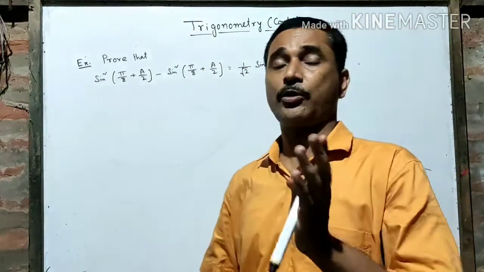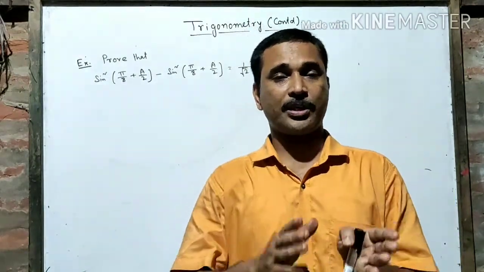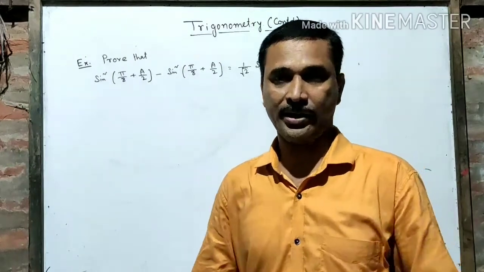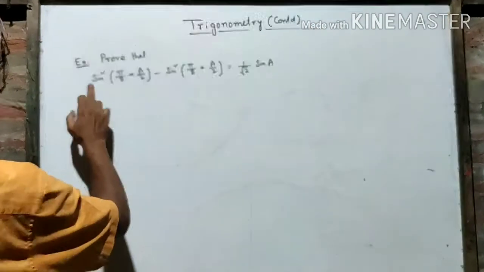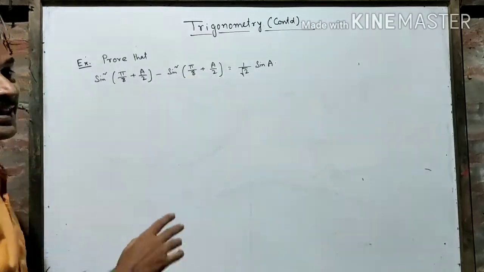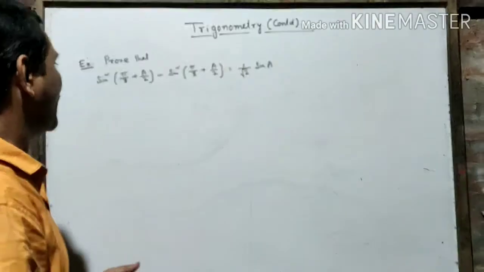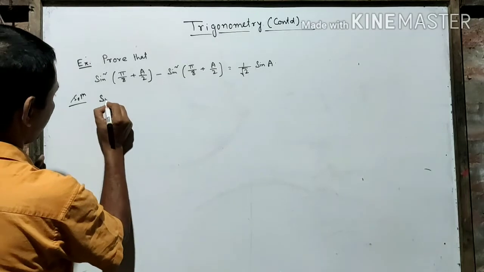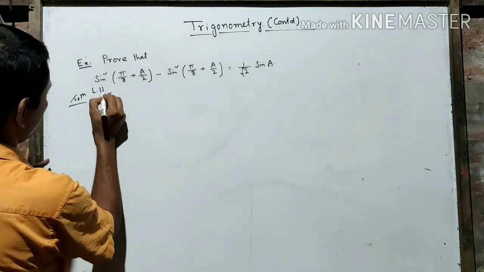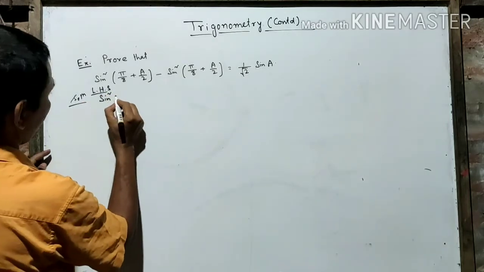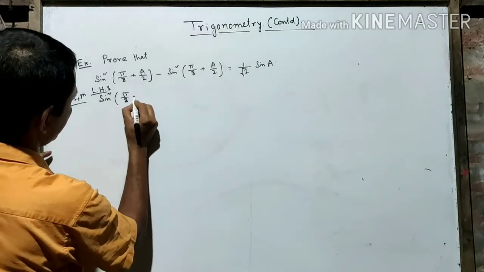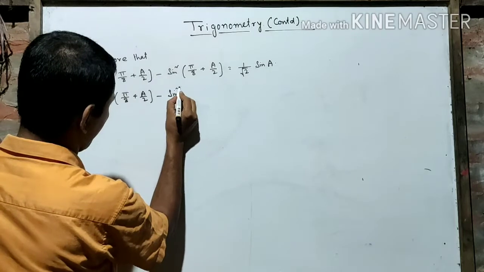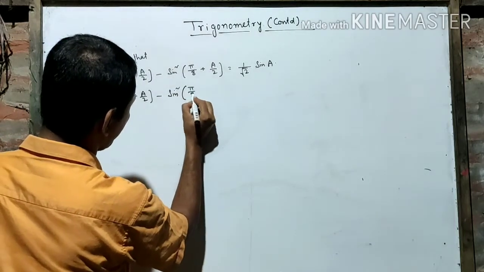And there is another formula: cos (A plus B) into cos (A minus B) is equal to cos square A minus sine square B, or cos square B minus sine square A. So here we will use sine square A minus sine square B is equal to sine (A plus B) into sine (A minus B). So start from the left hand side. What you have to do here is just apply that formula. Sine square, this is our A, minus sine square, this angle is our B.